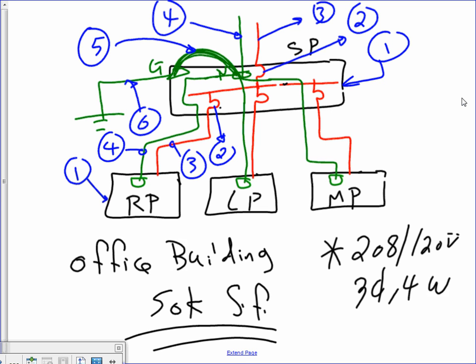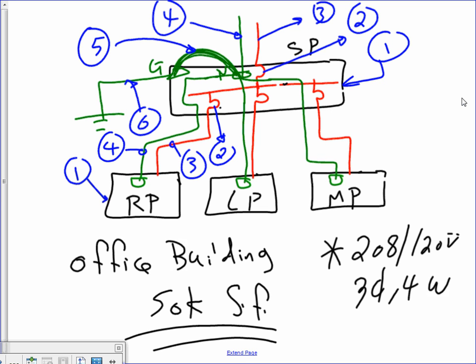Another chunk is to feed the lighting panel. Isn't that what you guys are doing with chat? Lighting panel, receptacle panel, main panel. And to add salt to injury, I added a mechanical panel. MP is my mechanical panel. That's typically what they do, guys, when they have a riser. They have a main panel for most of the buildings. And then from that main panel, they take a big chunk of load and they put it in a panel called a receptacle panel. Another chunk of load, they put it on the lighting panel. And a third chunk of load, they put it in the mechanical panel.